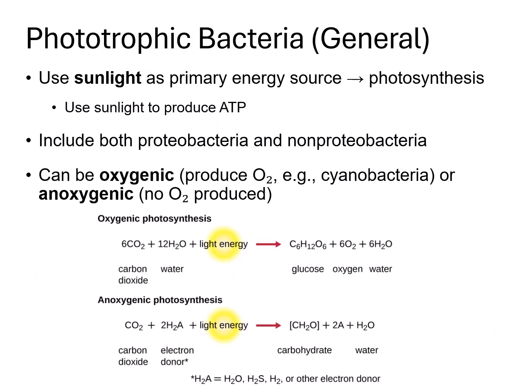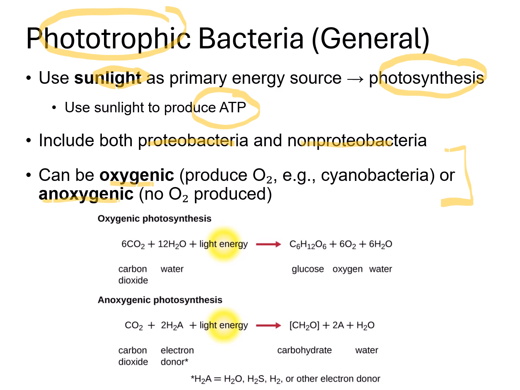At the end of section 4.3, you'll see phototrophic bacteria. So now we're jumping away from non-proteobacteria and talking about this group of bacteria that can undergo photosynthesis, right? They can use sunlight as their primary energy source to produce ATP. So phototrophic bacteria, in this group, we have both proteobacteria and non-proteobacteria. And the type of photosynthesis they go through can be oxygenic or anoxygenic, which means they do not produce oxygen.